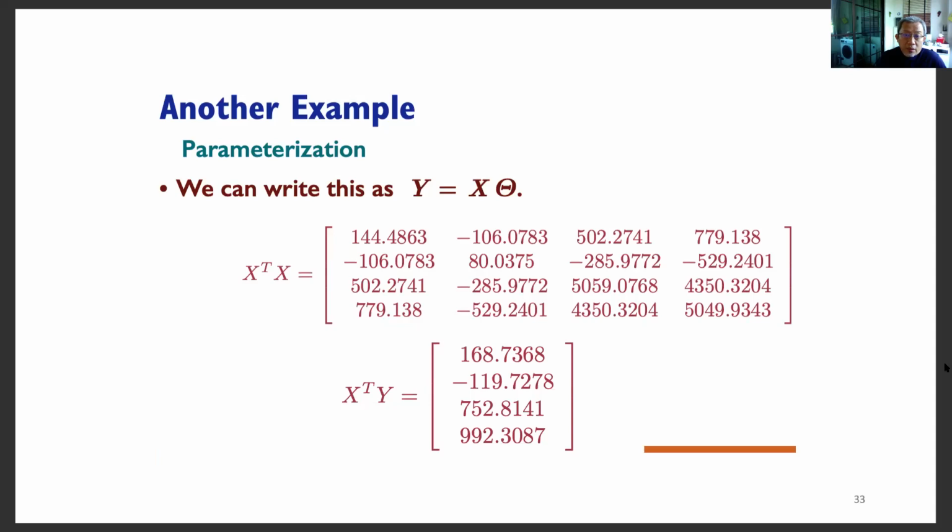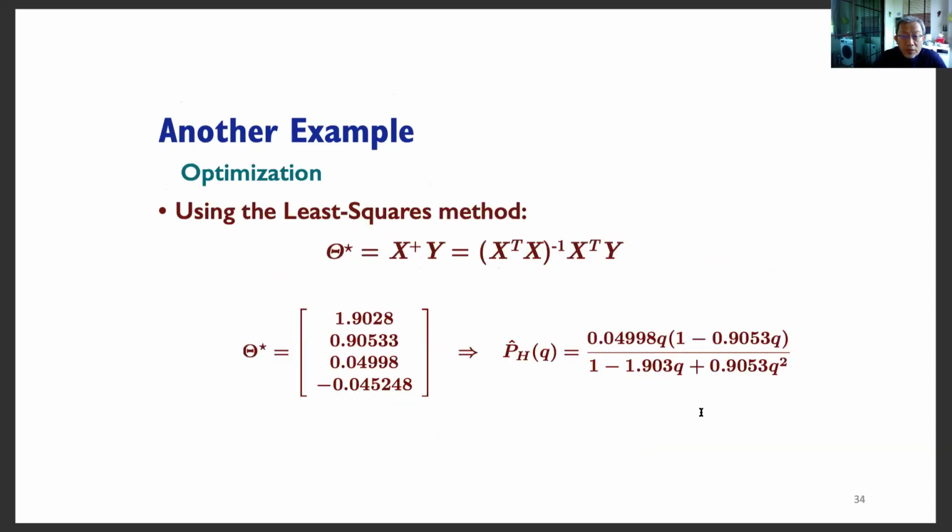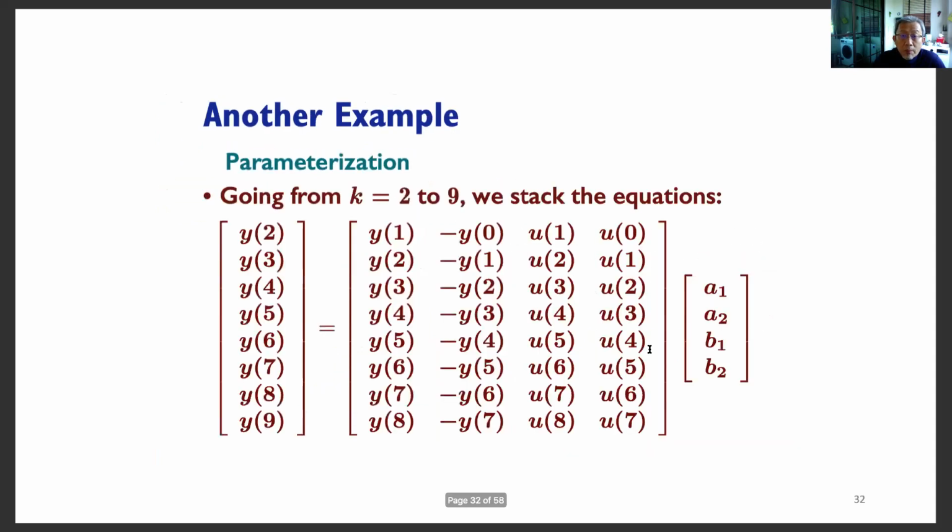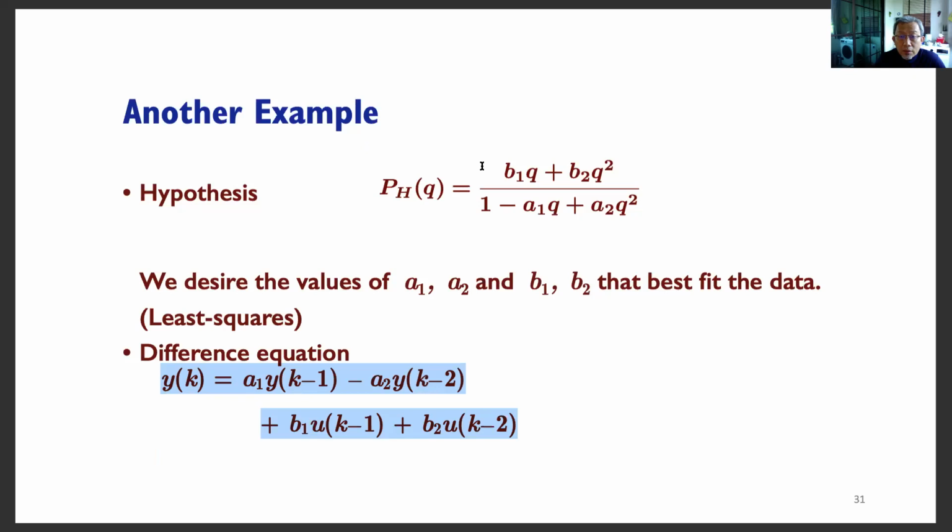So we can write this as y is equal to x theta, where x transpose x, by using a calculator, we get this value, and x transpose y. Then we optimize using the least square method, which is x transpose x inverse, x transpose y. Then we obtain the estimated parameters as shown here. So you can see that A1, A2, B1, and B2 are shown in the transfer function. We call this model structure selection, second order.